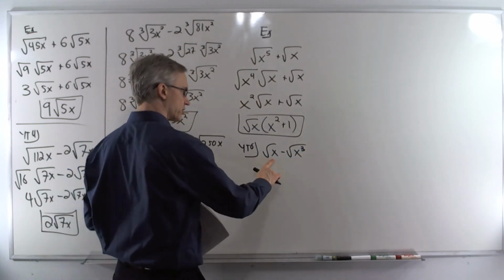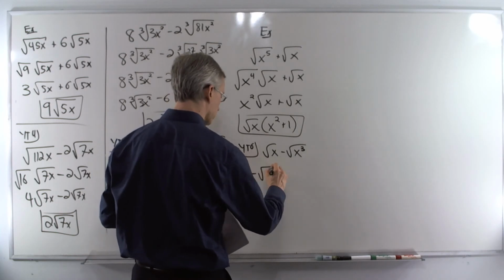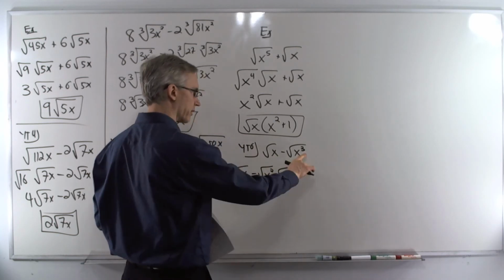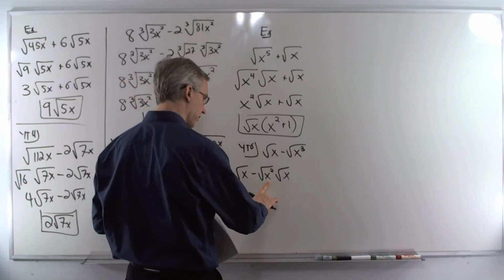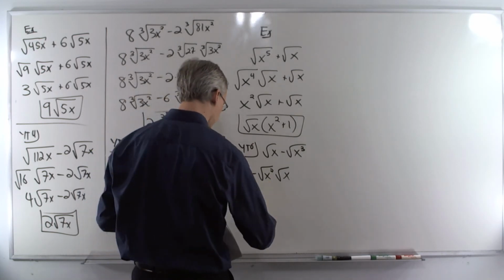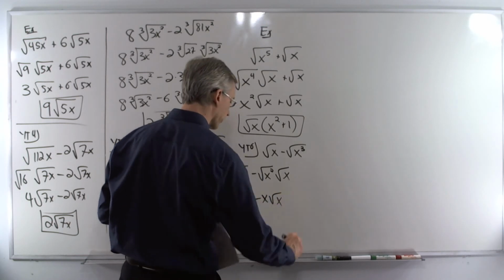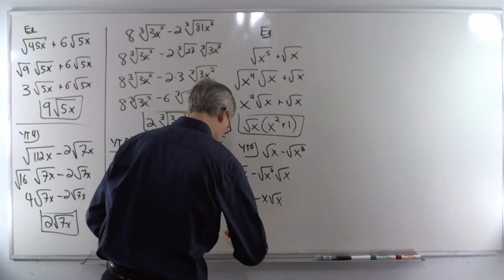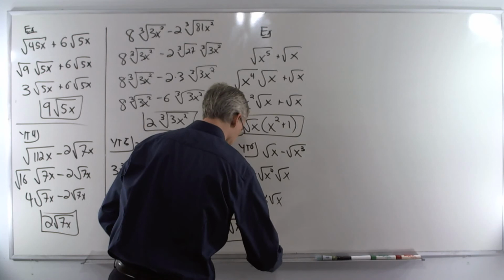All right, we want to match the square root of x over here, so this will turn into the square root of x minus the square root of x squared times the square root of x. We've broken up x to the third power into x squared times x. Now this becomes x, since the square root of x squared is just x. So we have the square root of x minus x times the square root of x. And now we can factor out the square root of x and get 1 minus x in parentheses.